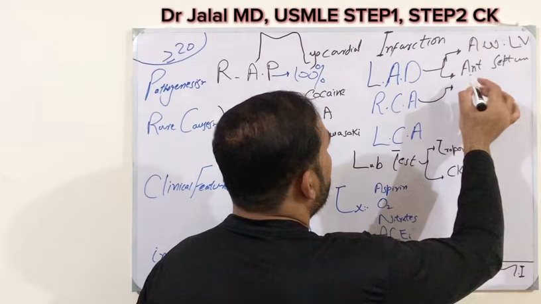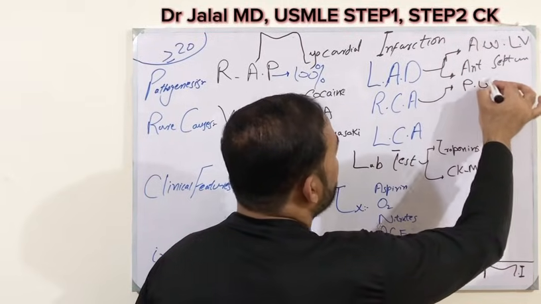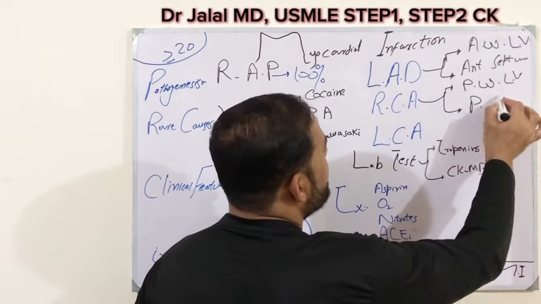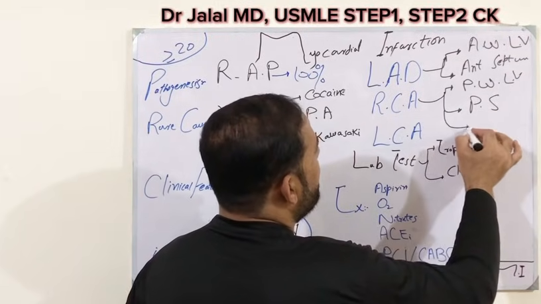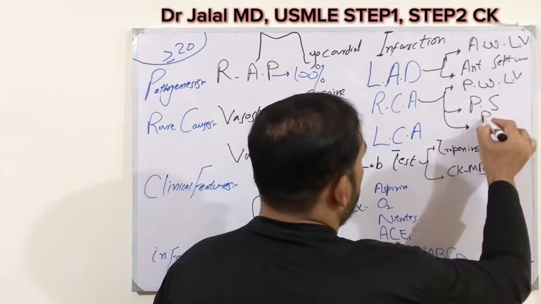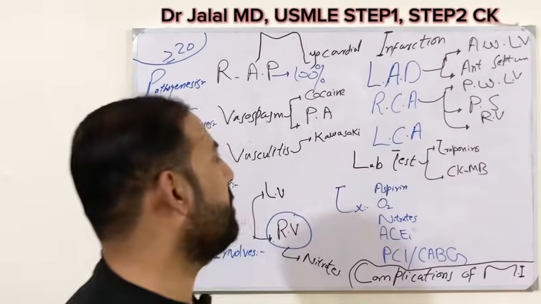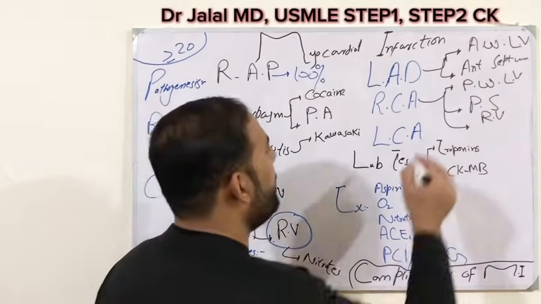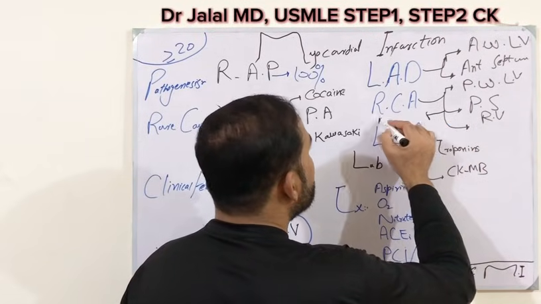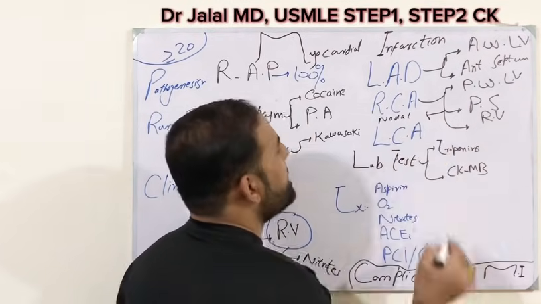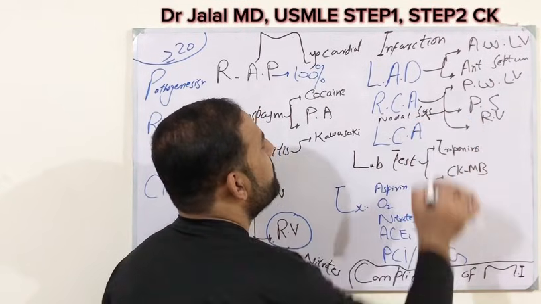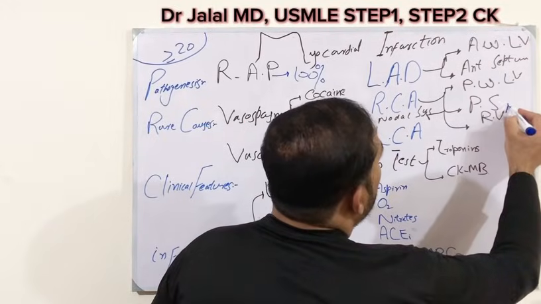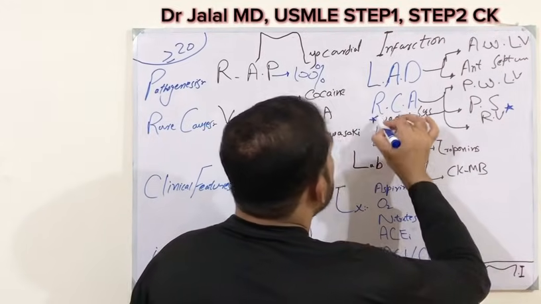Right coronary artery feeds the posterior wall of the left ventricle as well as the posterior septum. And last but not the least, very important, the right ventricle. Remember this at the back of your mind that the right ventricle is supplied by the right coronary artery. And one very high yield factoid is that the nodal system, meaning the SA node and the AV node, is also supplied mostly by the right coronary artery. Out of all these involved portions, the right ventricle and the nodal system are very high yield.